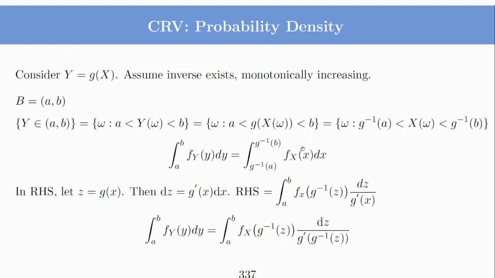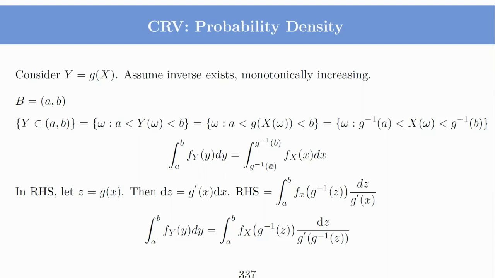So from this, we can say the probability that Y belongs to (a, b) can be written as the integration of the density from a to b. If this is the density, this is by definition. And because we can also write it in terms of X(omega), equivalently, the probability of this event would be the integration of the density of X between these limits. So this will be the integration of f_X(x) dx from g inverse a to g inverse b. Now again, we want to compare these two integrals, so I'll try to make the limits the same.